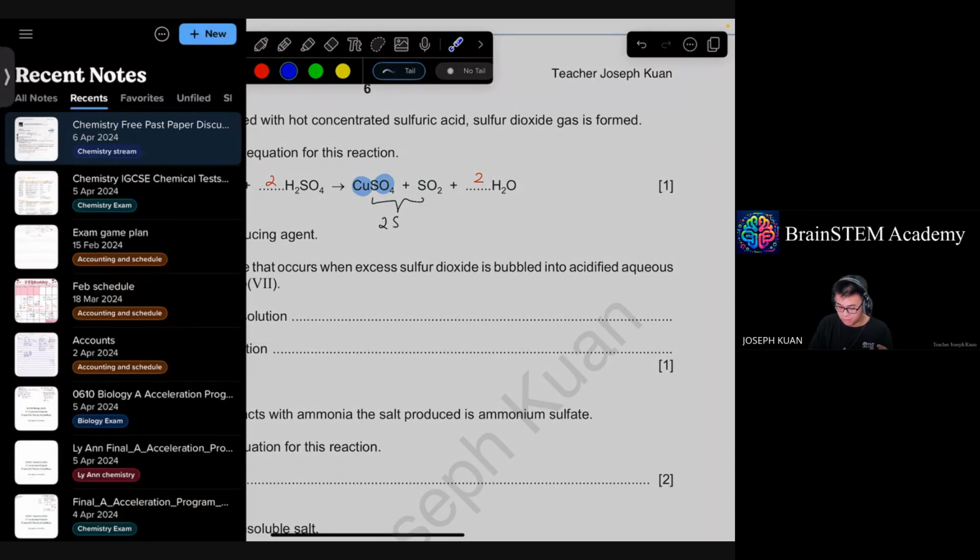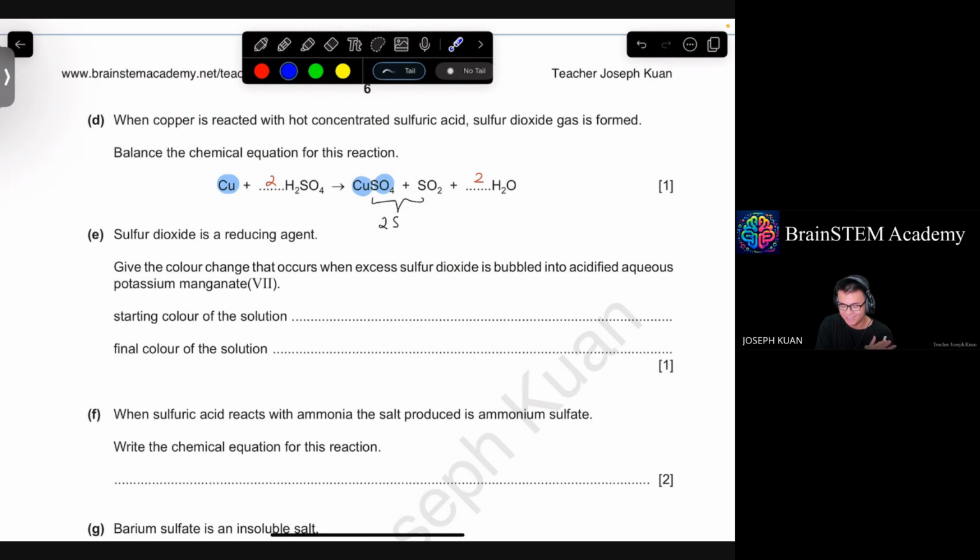All right, next question. Sulfur dioxide is a reducing agent. Give the color change that occurs when excess sulfur dioxide is bubbled into acidic aqueous potassium manganate(VII). Now, the starting color of the solution, which is acidified potassium manganate(VII), is actually purple. And when this reagent acts as an oxidizing agent, which means that it gets reduced, it will turn into a colorless solution. All right?